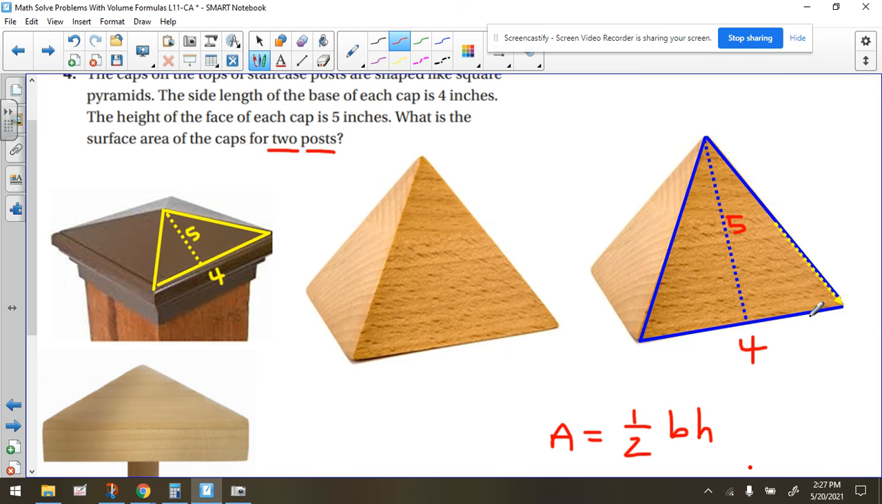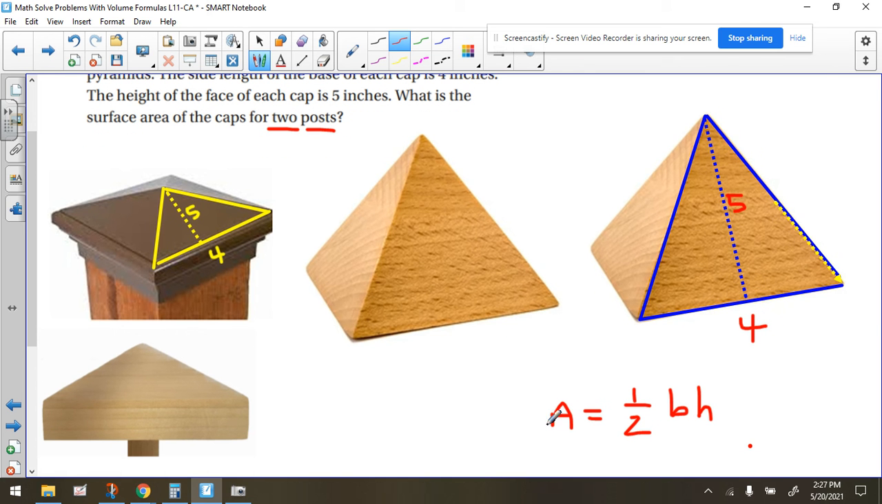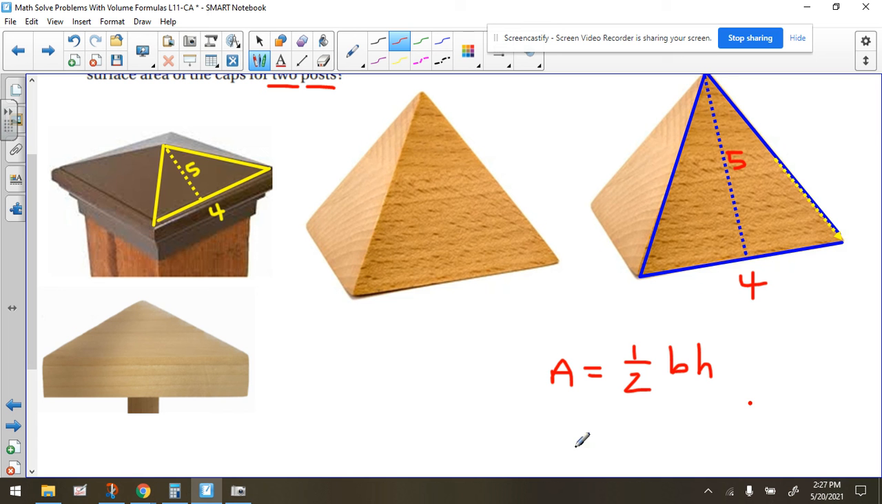Now, if we find the area of one of the triangles, then we'd be using this formula: area equals half of the base times the height. And really, this is mental math. Whenever you have an even number, you just take half of the even number, which would be 2, and multiply it by 5, which would be 10. So really, one of the faces on this square pyramid would be 10, if we're talking about the lateral sides.